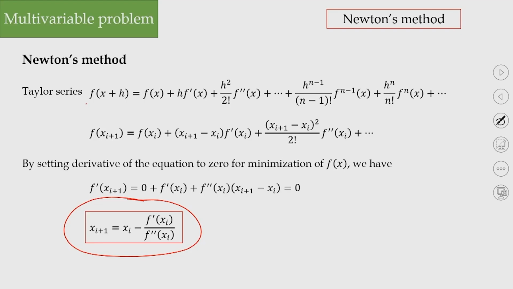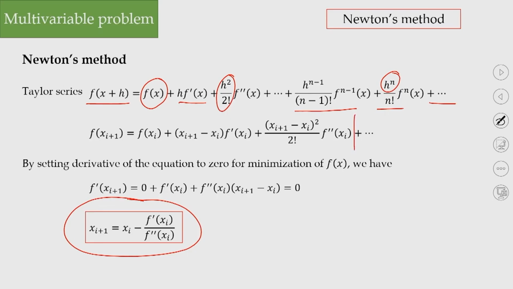I can write the Taylor series f of x plus h. I would like to approximate the function value at x plus h, knowing the function value at x. So, I can write f of x plus h equals f of x plus h f dash x plus h square by factorial 2 f double dash x plus, and I can continue up to h to the power n divided by factorial n f n x plus. So, this is an infinite series. In this case I will use the truncated Taylor series, that means up to the second derivative.